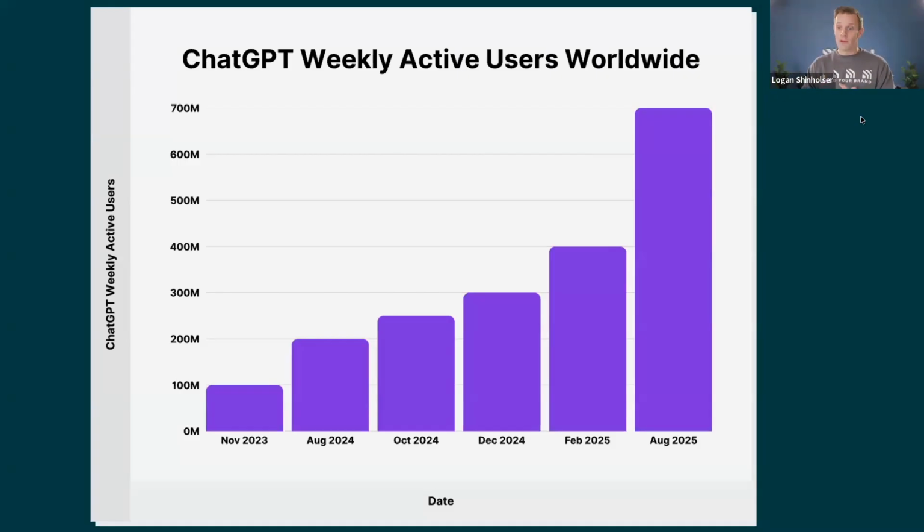With that said, though, it's not just us. The rest of the world is starting to pick up with this more and more. August of 2025, so a couple months ago, they had 700 million weekly active users in ChatGPT. At this point, November, they think it's about 800 million active users. There's 8 billion people in the world. That means that about 10% of the world uses ChatGPT on a weekly basis at some point.